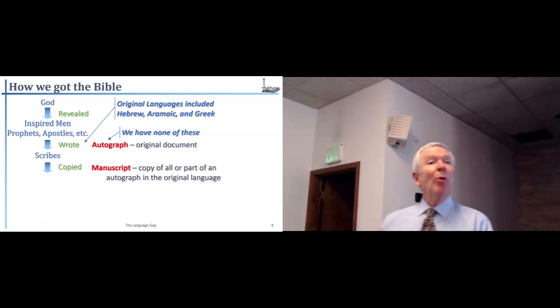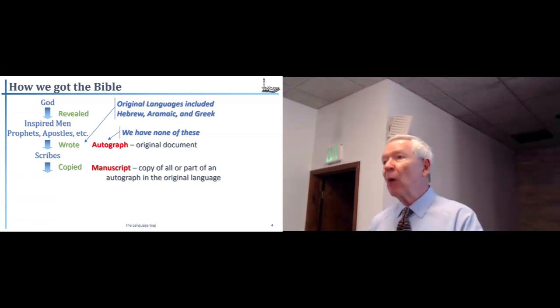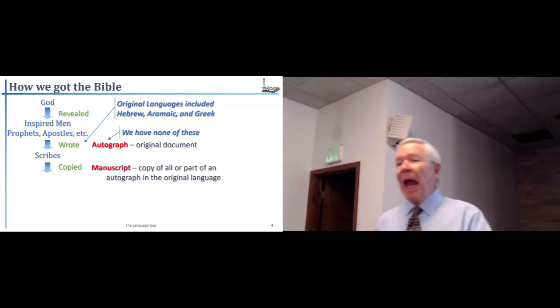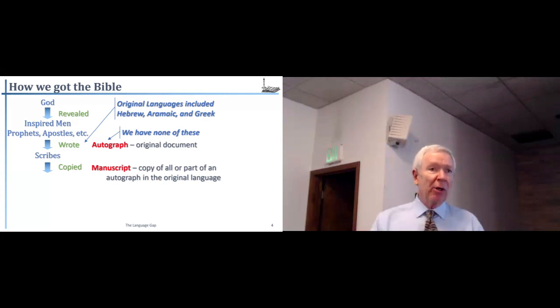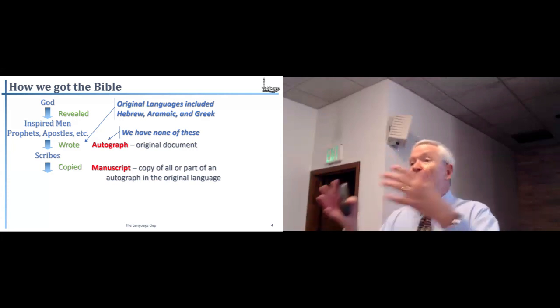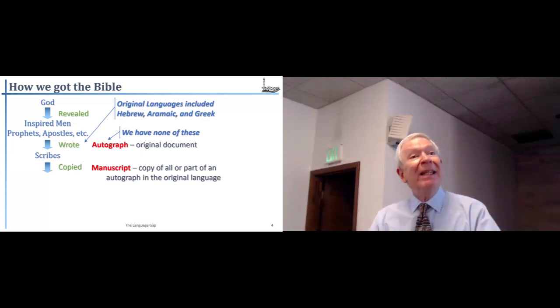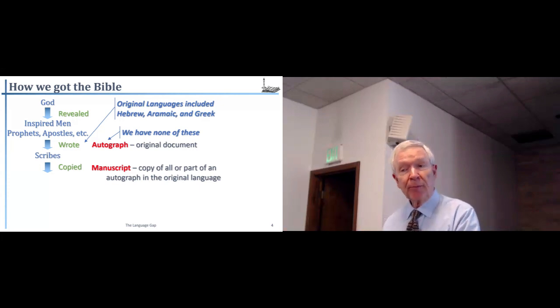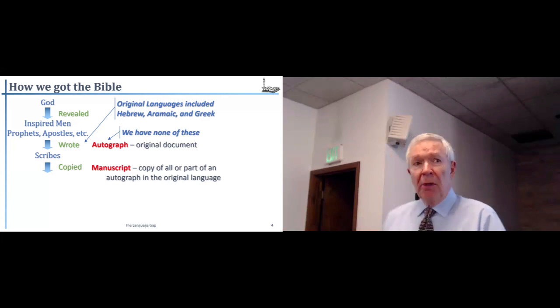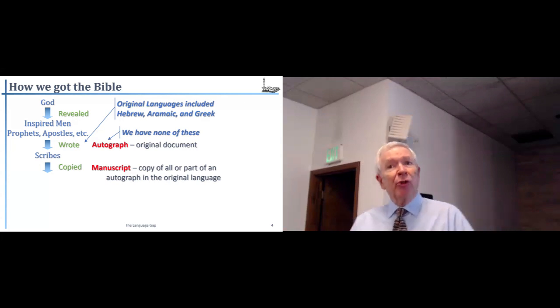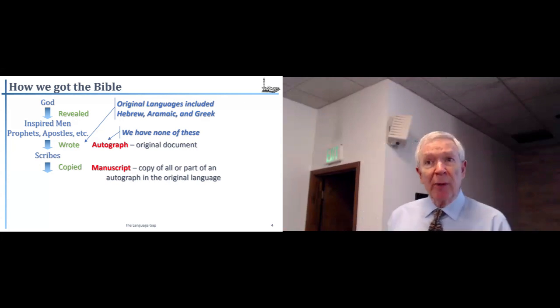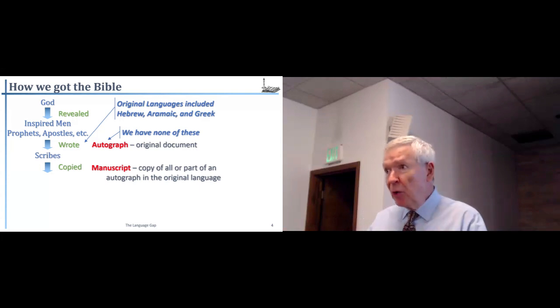And the copies are what we call manuscripts. You've probably heard that word before. A manuscript is simply a copy of that autograph or a copy of another manuscript in the same language. Now, when you start copying things like that, can errors occur? Yeah. But it's interesting that they went through a lot of trouble to make sure that they had as few changes and differences as possible.